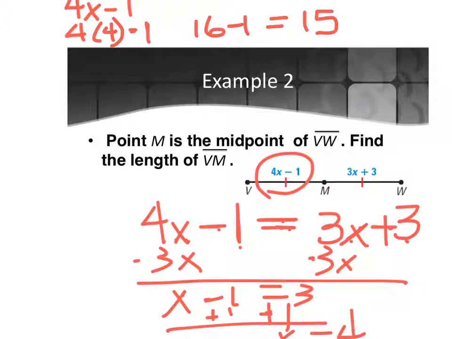15. Because it was bisected, or the midpoint was M, so both sides are equal. One way you could check your answer to make sure that you did the math right is you could also plug in 4 into the 3x plus 3. Good. Any questions on calculating the length of a segment when you know it's a midpoint?